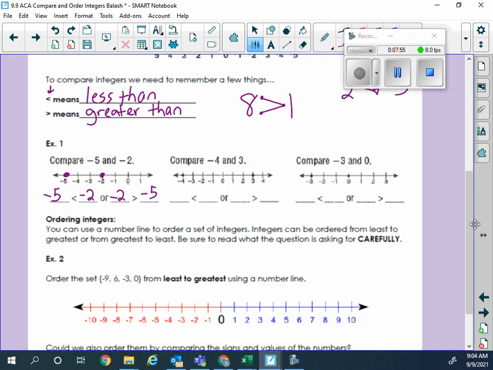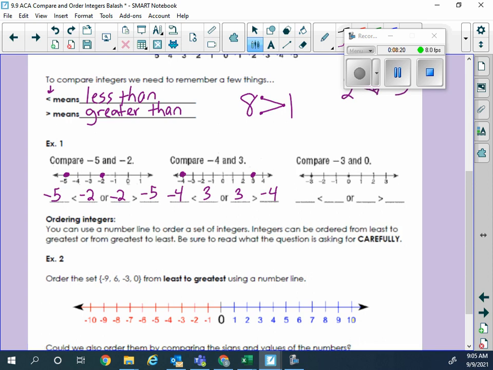Okay? Let's look at the next one. -4 and 3. Here's -4. Here is 3. So tell me which one is less than the other one. -4 is less than 3. It's not negative, you've got +3. Perfect. Now tell me which one is greater than the other one. 3 is greater than -4. Perfect. All right, you got it.